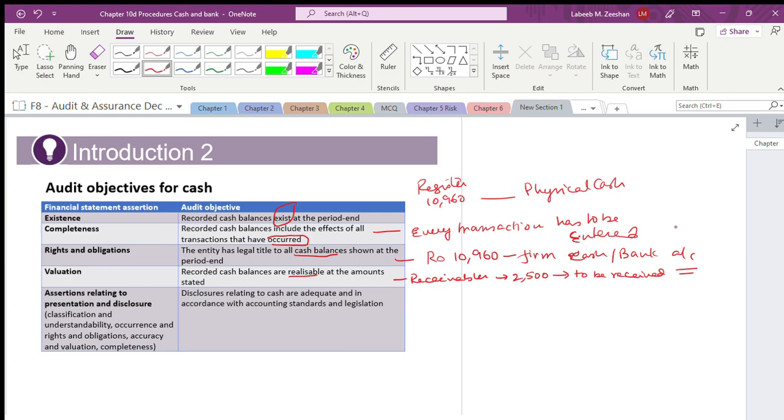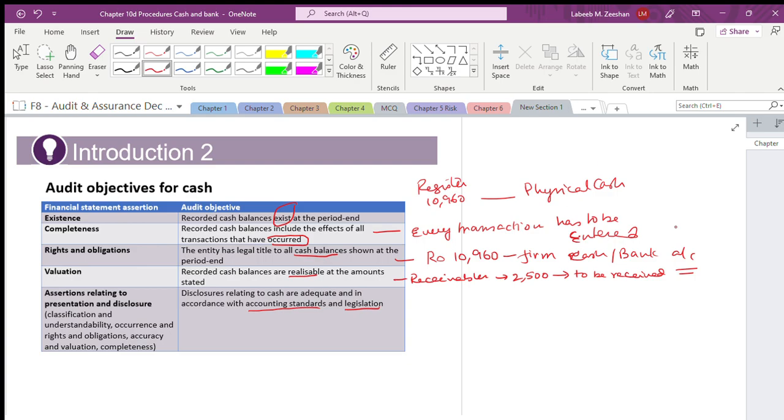And last but not least, disclosure relating to cash with respect to accounting standards and legislation. There is no IAS for cash. Understand the point? There is no accounting standard for cash. As simple as that. But what it says is that cash has to be in the form of cash as such.